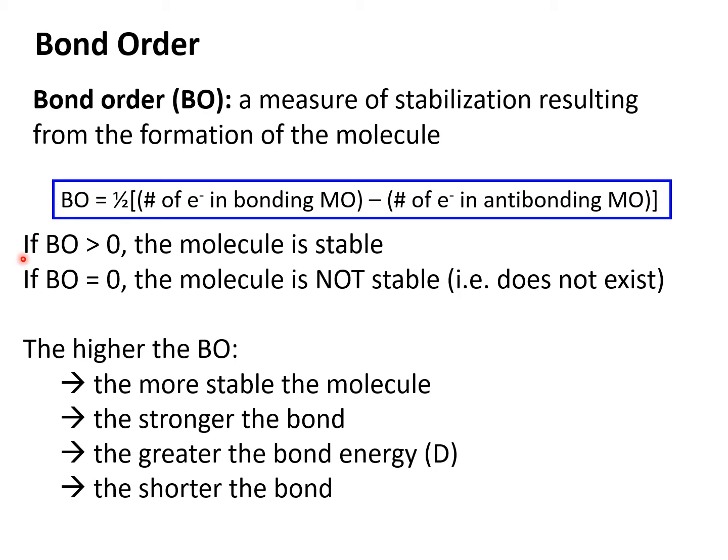Once we've calculated the bond order, if the bond order is greater than 0, the molecule is stable. If the bond order equals 0, the molecule is not stable. In other words, it cannot exist. A couple important points to remember for bond order: the higher the bond order, the more stable the molecule. The stronger the bond, the greater the bond energy, and the shorter the bond.